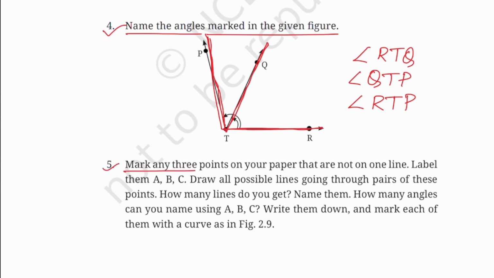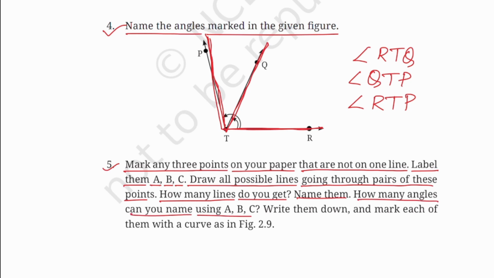5. Mark any 3 points on your paper that are not on one line. Label them A, B, C. Draw all possible lines going through pairs of these points. How many lines do you get? Name them. How many angles can you name using ABC? Write them down and mark each of them with a curve as in figure 2.9. You can try doing this.